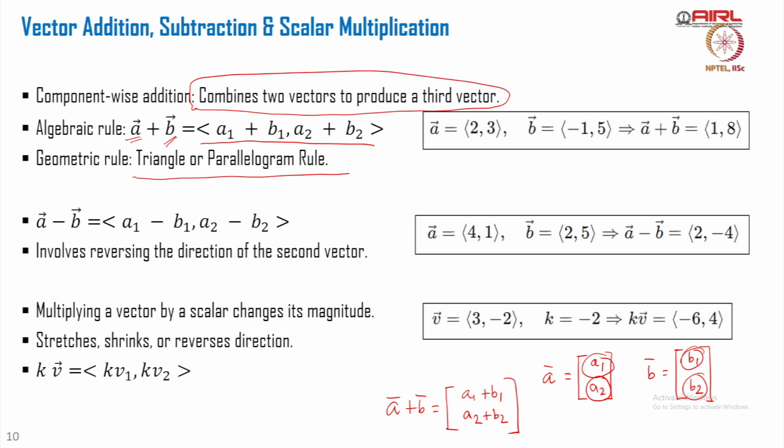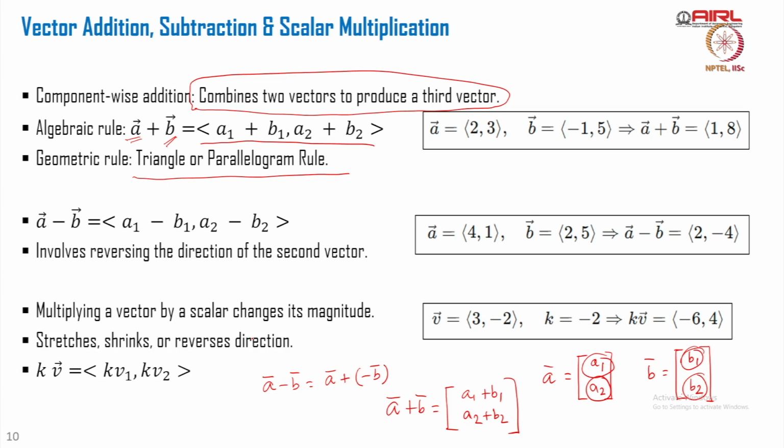Okay, when it comes to vector subtraction, it is something like this: a minus b is equal to a1 minus b1 comma a2 minus b2. That means what we are doing here is a minus b equals a plus minus of b. That means the reverse direction of b is added with a to get the subtracted values. Okay. Now comes multiplying a vector by a scalar.